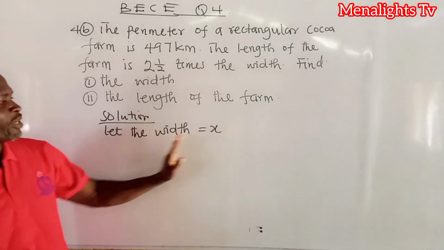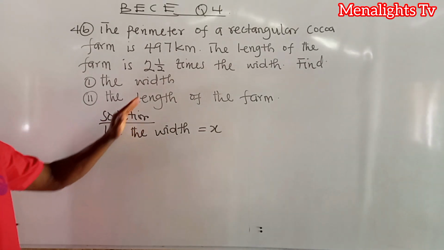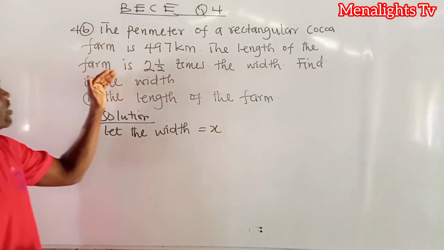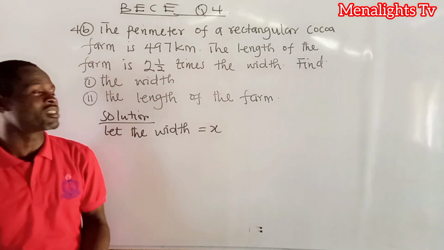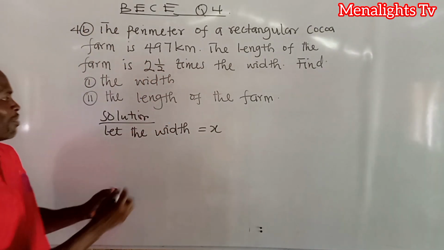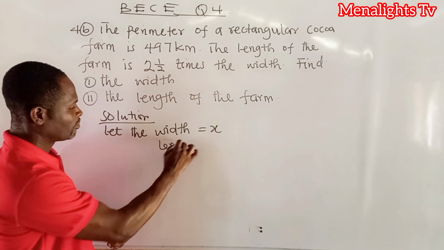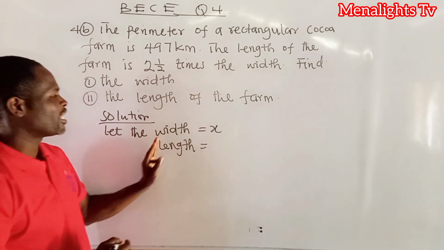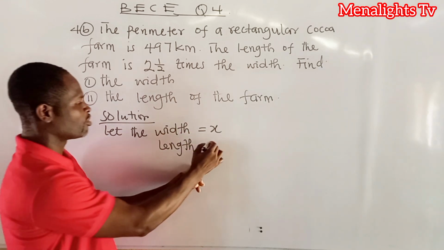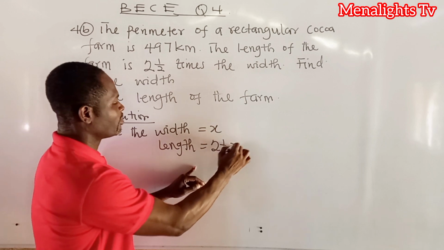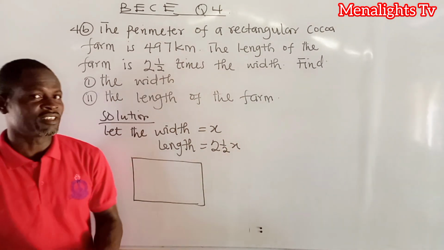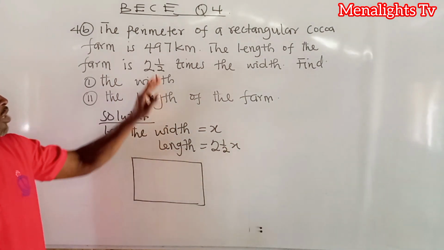So we say let the width be equal to x. Then from the question, they say the length is 2.5 times the width. So that means our length is equal to, so if the width is x, that means the length is what? 2.5 times the width.